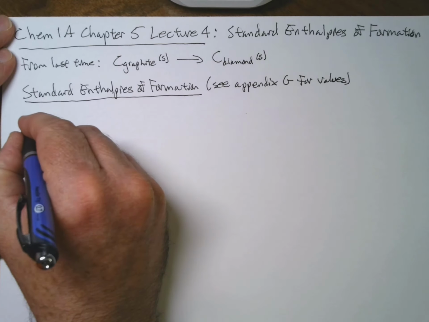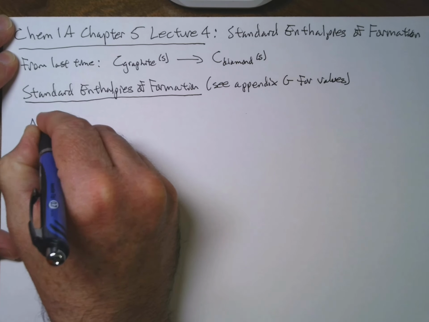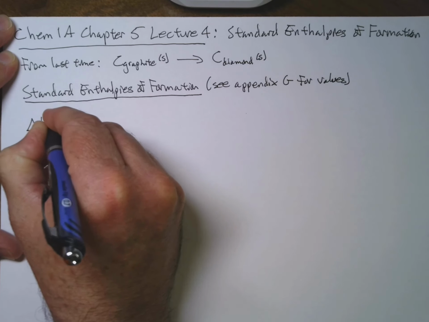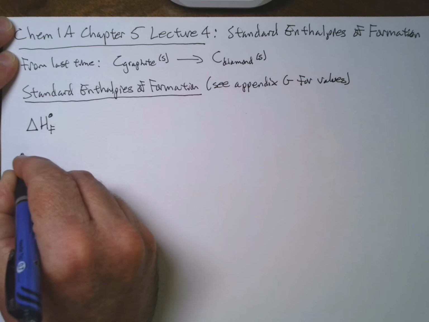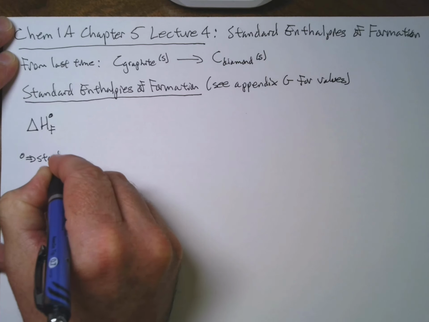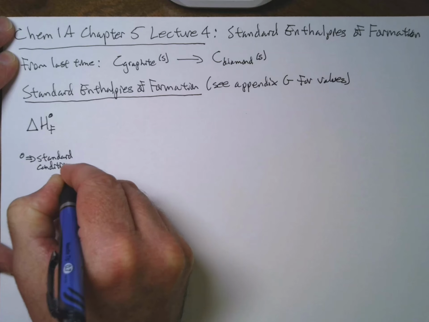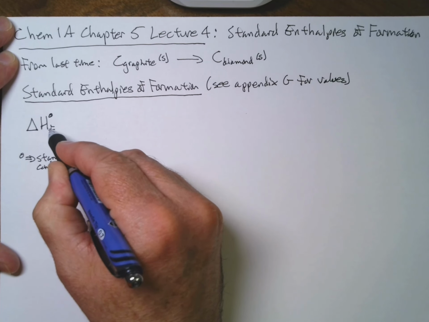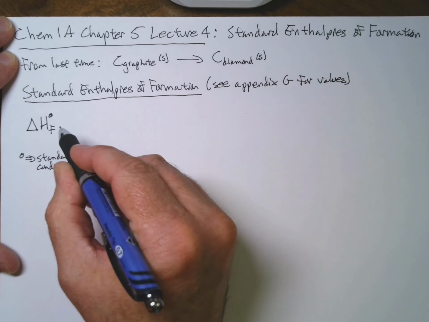So what is our standard enthalpy of formation? Well, standard enthalpy of formation is going to be delta H F naught. That's N-A-U-G-H-T, naught. The naught means standard conditions. And so it's delta H of formation, enthalpy of formation under standard conditions.